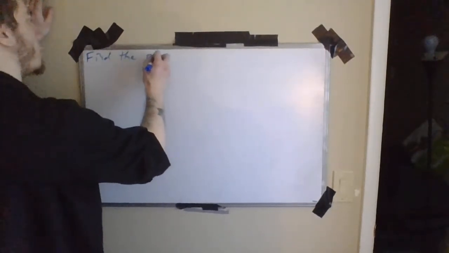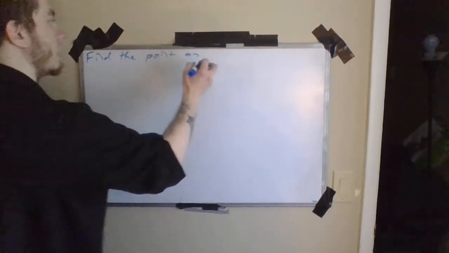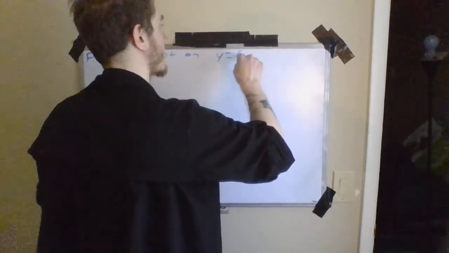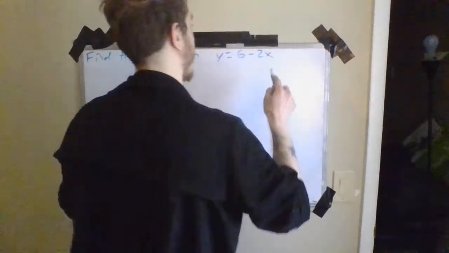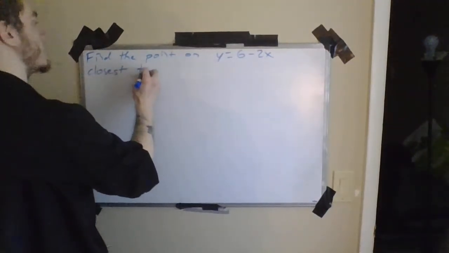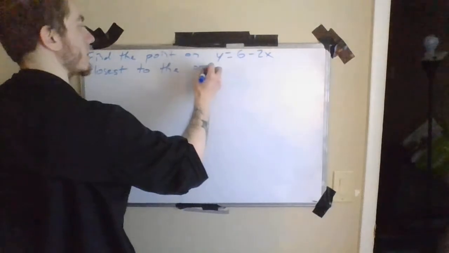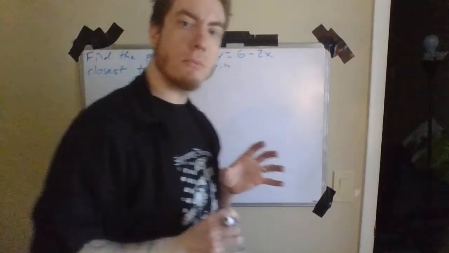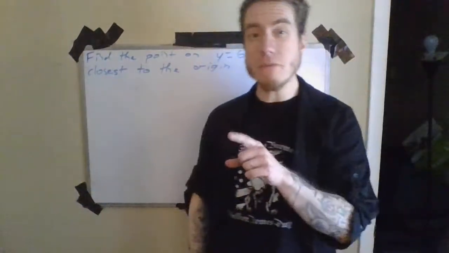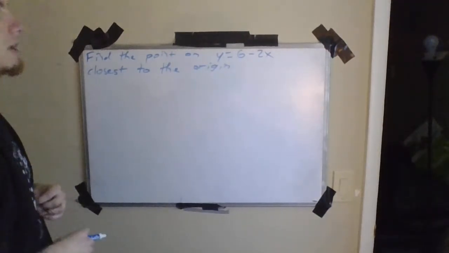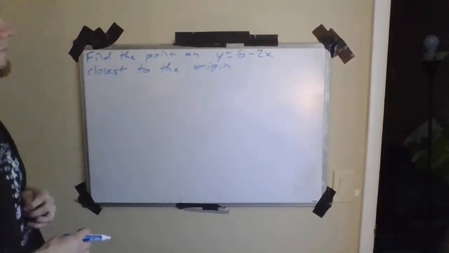Find the point on y equals, let's say, 6 minus 2x closest to the origin. Now, this is not really an immediately obvious problem. It's sort of a geometrically obvious problem, but it's not really obvious in terms of like other stuff.